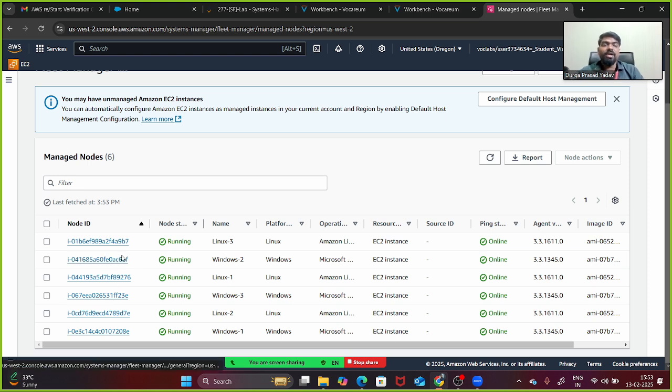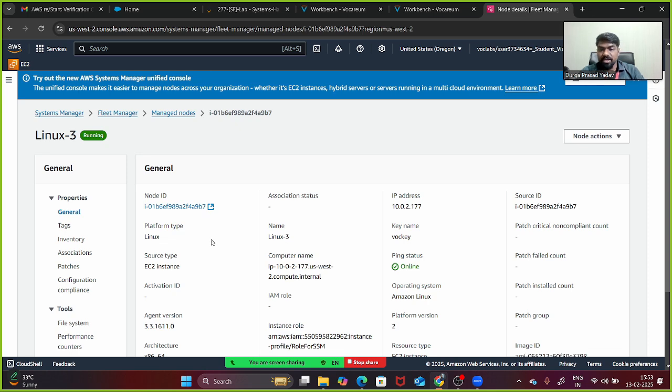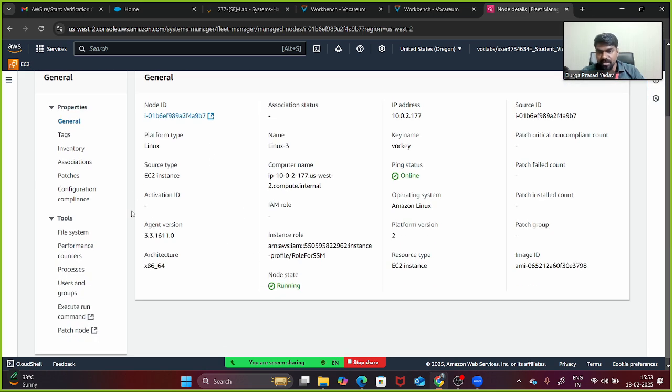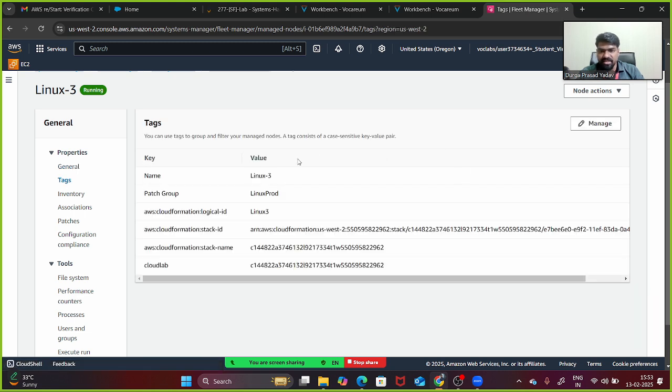And if we need to get entire details about this node, we can select one node from here and click on node action, and then click on node overview. So this will give the entire details of this node, either the general details of the machine along with the tag details of it, and then inventory.